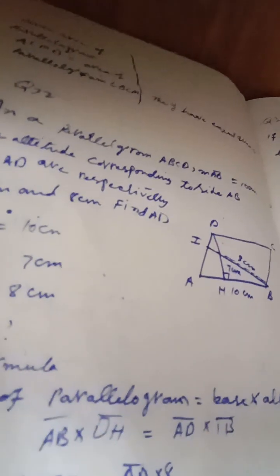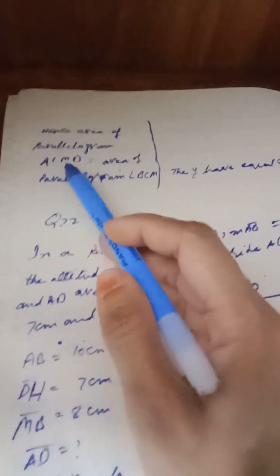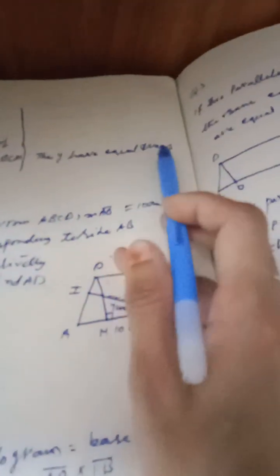LBMC, from equation 1, on equal bases and between the same parallel lines AB and DC. Hence, the area of parallelogram ALMD is equal to the area of parallelogram LBCM. Then they have equal areas.